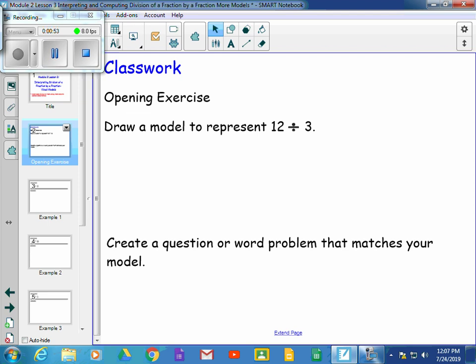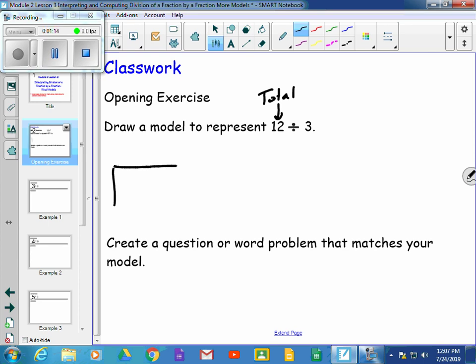It says draw a model to represent 12 divided by 3. To help you with the model, let's interpret what these numbers mean. Remember, in all division, there's the same pattern. Let's say that this is our total. That tells me what I want to draw first. I want to draw a total of 12. That whole thing equals 12.